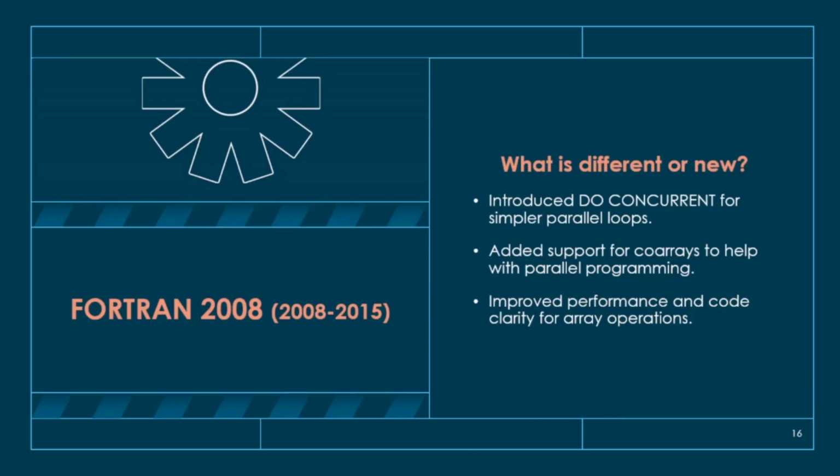Fortran 2008. What's newer? It was used between 2008 and 2015. What's new or different with this one? It introduced the do concurrent for simple parallel loops. It added support for co-arrays to help with parallel programming, and it improved performance and code clarity for array operations.